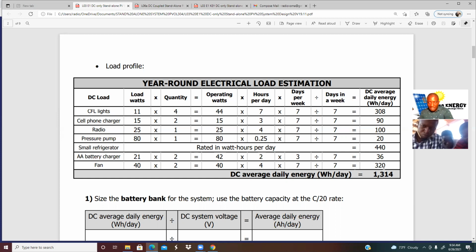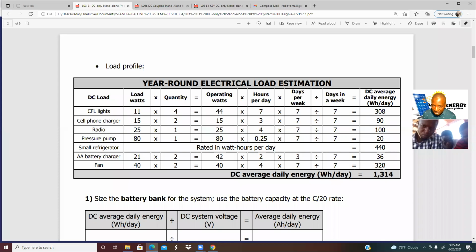How many of these appliances the person has. We see here for light bulbs, CFL light bulbs, the load is 11 watts, they have 4 of those light bulbs. So when you calculate the watts times the quantity, it will give you operating watts. So this CFL light bulb 11 times 4 quantity equals 44 watts. You multiply that 44 watts by how many hours a day they're going to use that light. Maybe you only use it at night, so they use it for 7 hours.